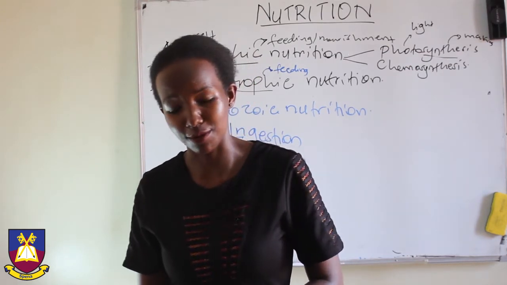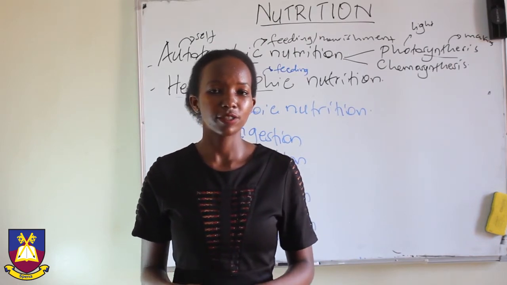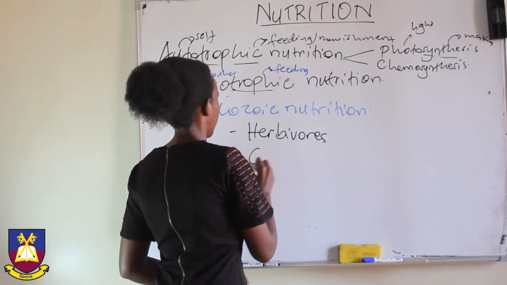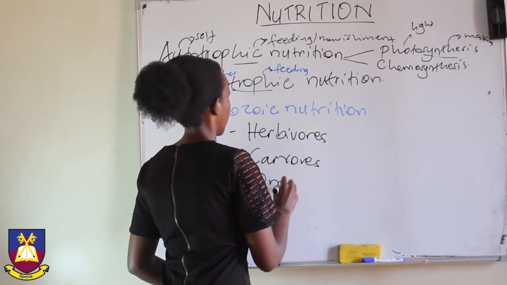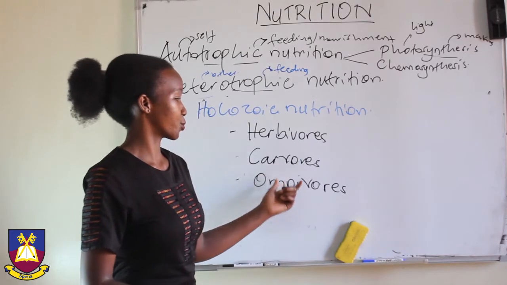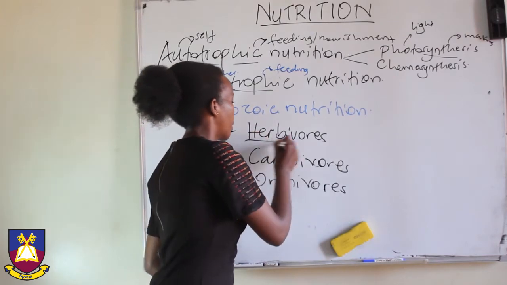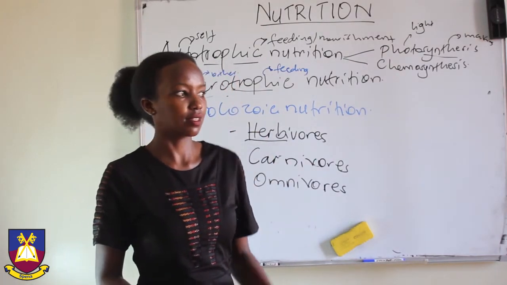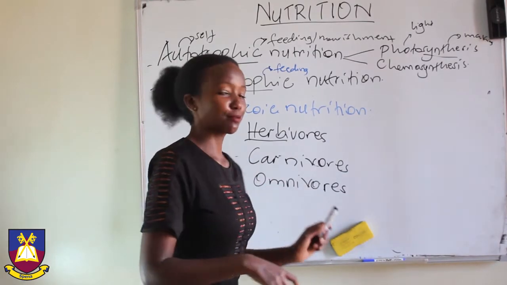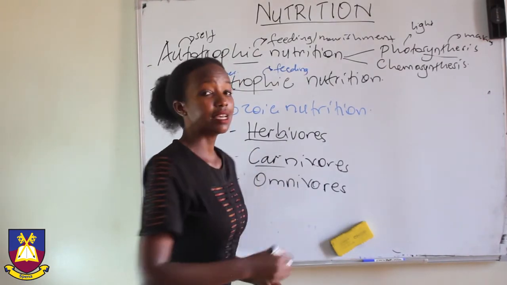It is the elimination. Animals which undergo holozoic nutrition can be categorized into 3 groups. They could be herbivores or carnivores or omnivores. Okay, herbivores, they eat herbs, meaning herbivores feed on plant material. Carnivores feed on other animals. Okay, they feed on flesh.